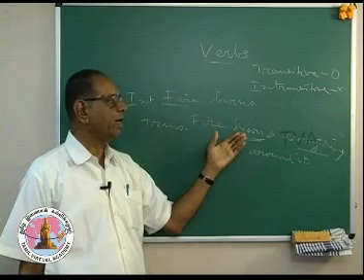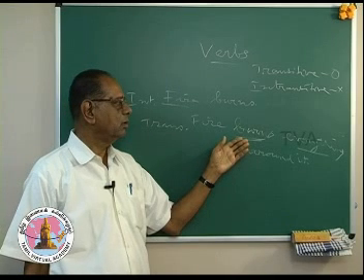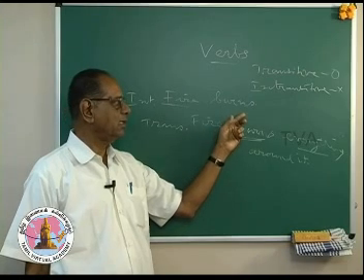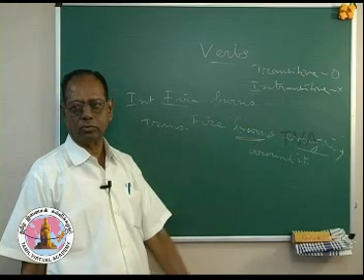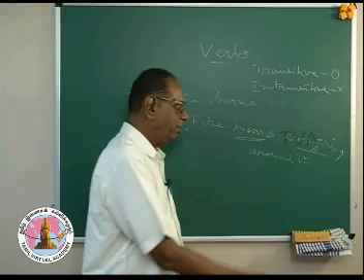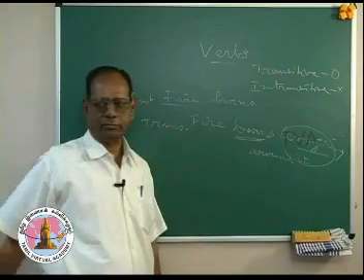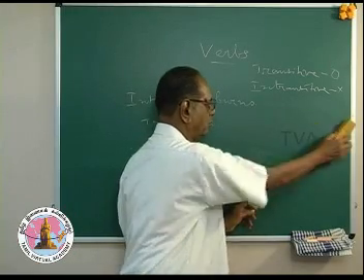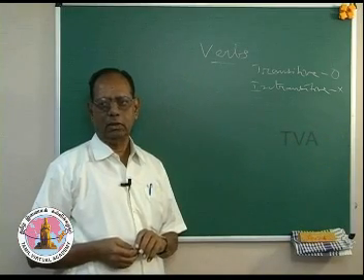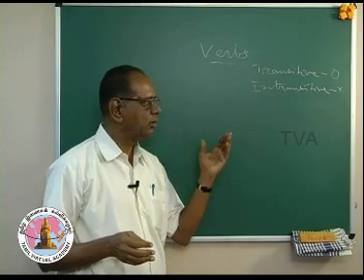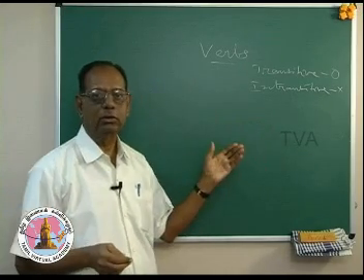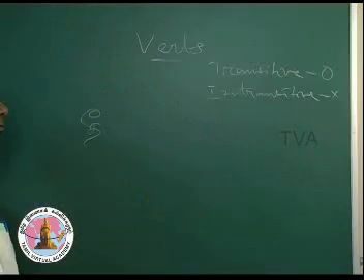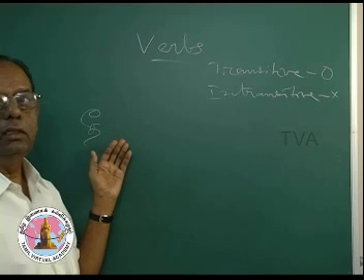Now, how did you find out whether the verb was transitive or intransitive? With the help of the object, you did that. Now, I shift to Tamil. Let me use the same example with the Tamil words. You know this word? Tea.